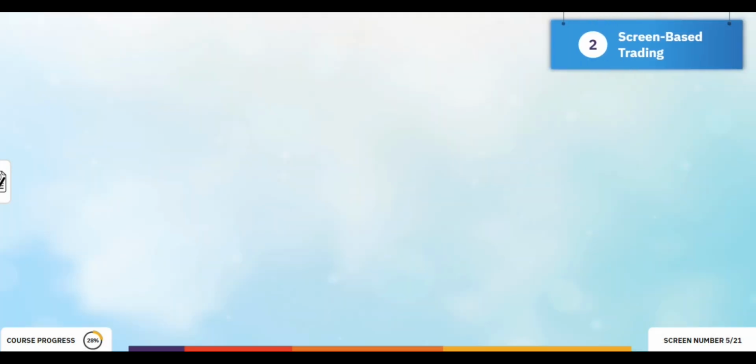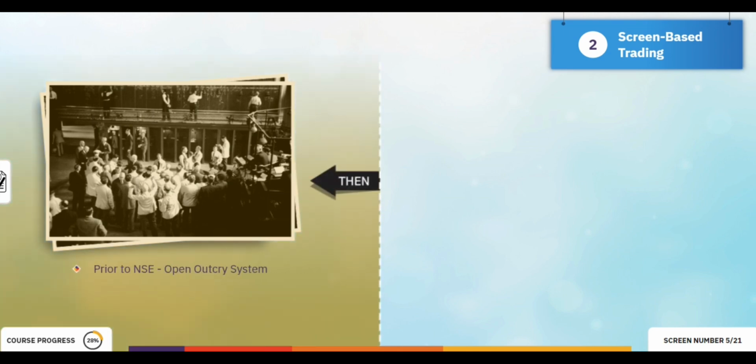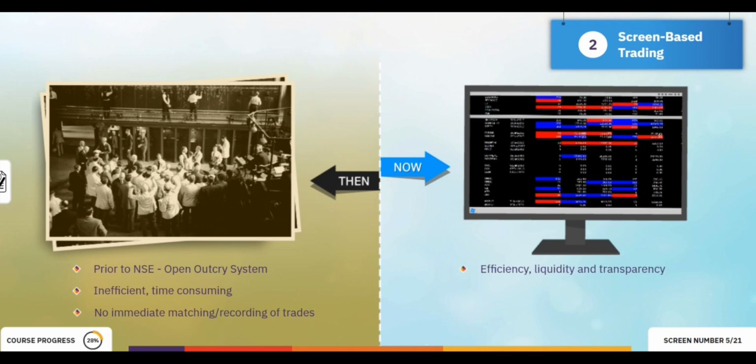Principal reform measure 2 is screen-based trading. Prior to setting up of NSE, the trading on stock exchanges in India was based on an open outcry system. The system was inefficient and time-consuming because of its inability to provide immediate matching or recording of trades. In order to provide efficiency, liquidity, and transparency, NSE introduced a nationwide online fully automated screen-based trading system on the CM segment on November 3, 1994.